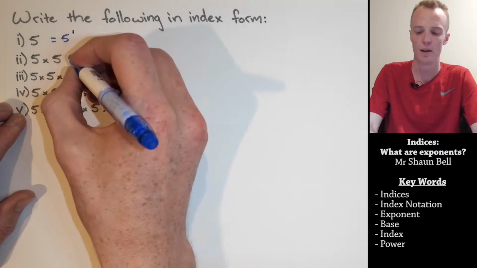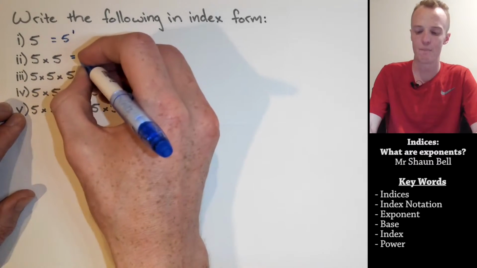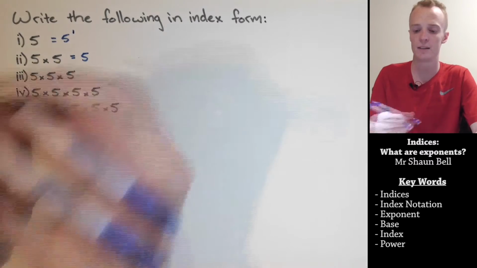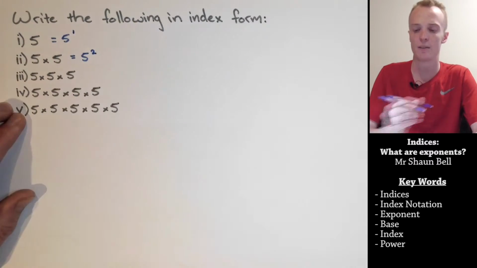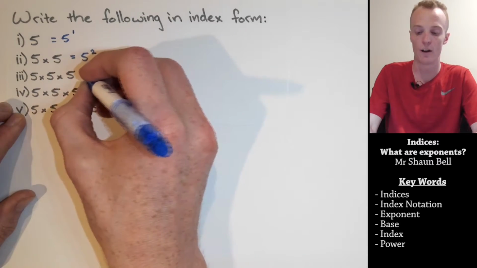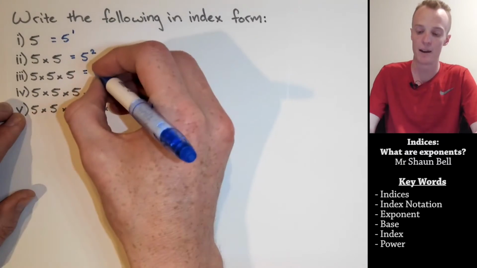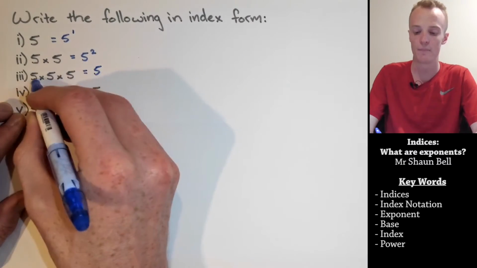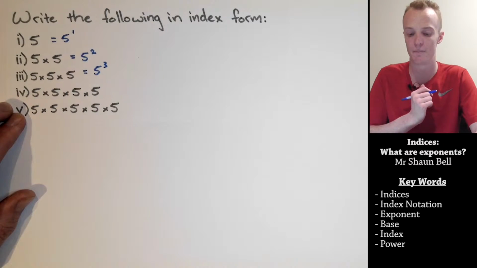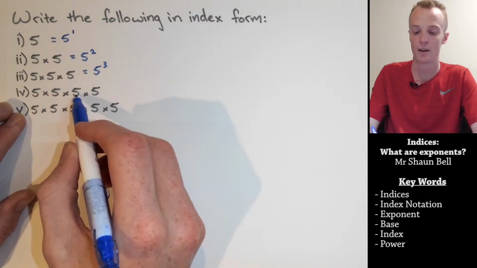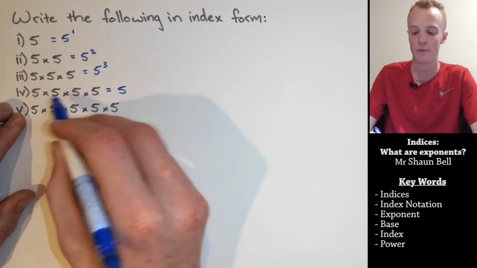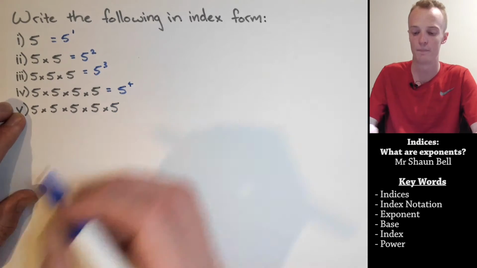In this second problem, we've got 5 times 5. So our base is going to be 5. The number of times that the 5 appears is twice, so it's 5 to the 2nd power. In the third question, it's got 5 times 5 times 5. Our base is still 5. However, it's now multiplying by itself 3 times, so our power is 3. Here, it's 5 times 5 times 5 times 5, so our base is still 5. However, our power is now 4.